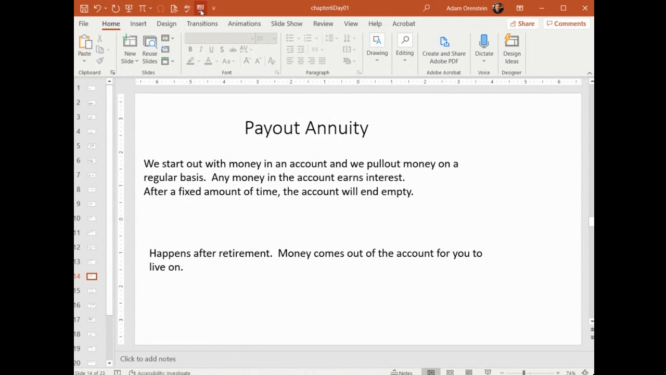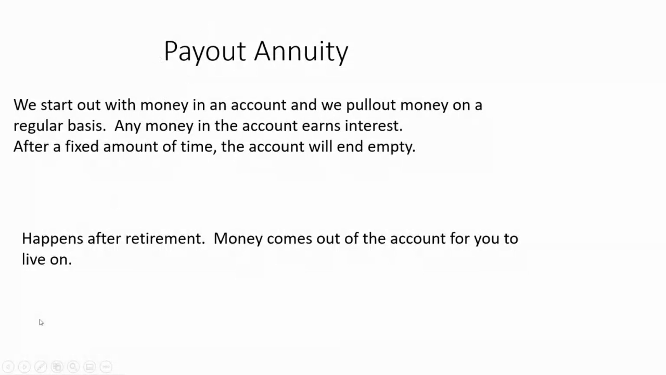So now we had a savings annuity, right? That's where you're taking money and putting it into an account on a regular basis. A payout annuity is a little bit different. Here, you're taking money out on a regular basis.